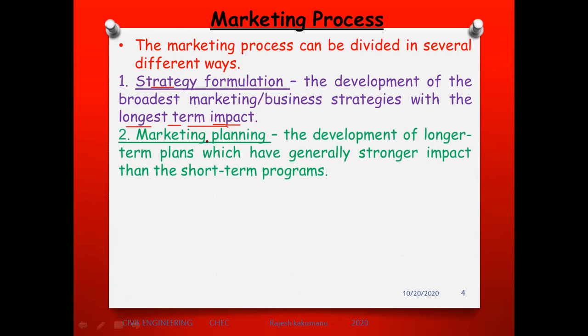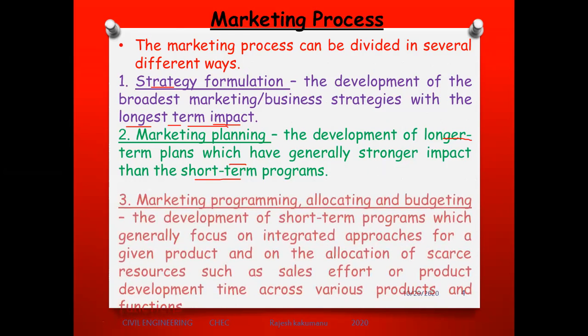What is the second thing? Marketing planning. So what is the meaning of marketing planning here? The development of longer term plans, which have generally stronger impact than the short term programs. So in that way, you have to go for the planning strategy. So in the marketing planning, you have to plan for short term programs as well as long term programs. So the long term program should study it based upon the prior experience or the experience what you are having. And also the short term impact should not affect the long term impact, and also the long term impact should not affect the short term programs.